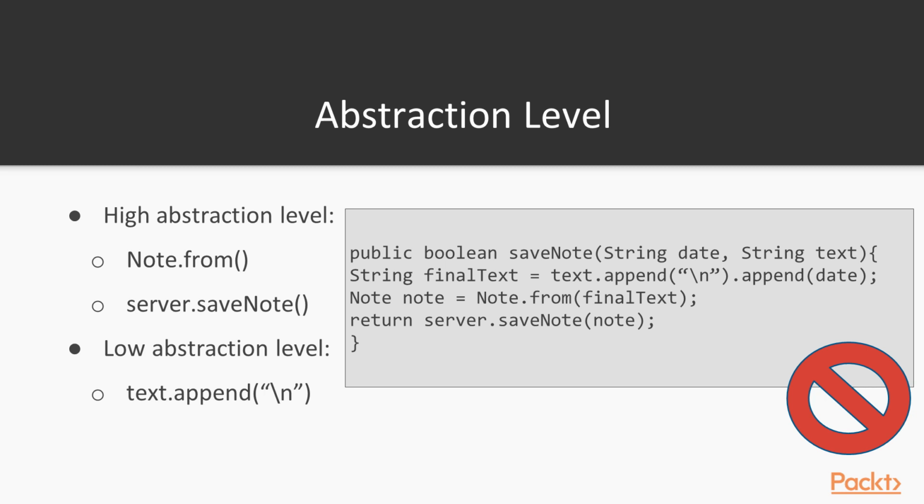And it's not a good idea to mix both levels. Your method should have only one abstraction level. It should have a high abstraction level or low abstraction level, not both. And the reason for that is because it's much easier to read a method, it's much easier to understand one method when it only has one abstraction level.